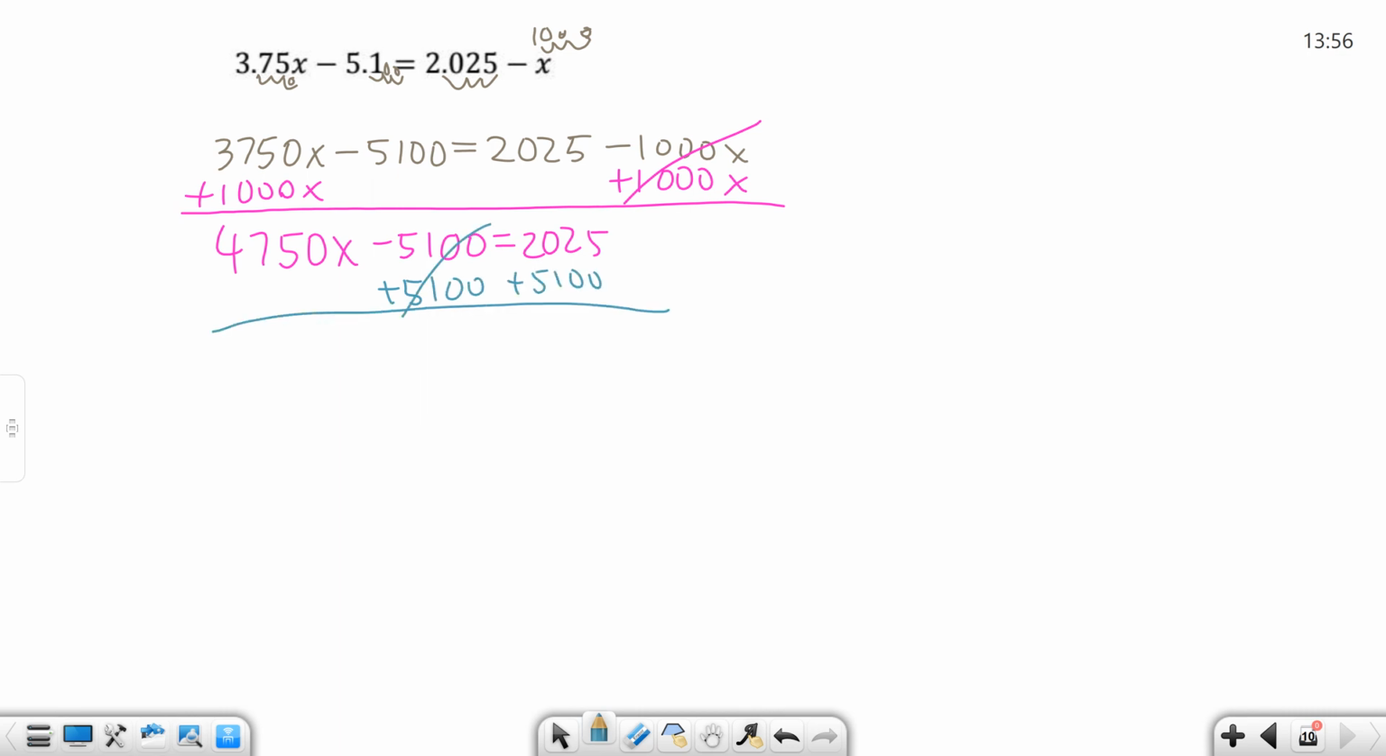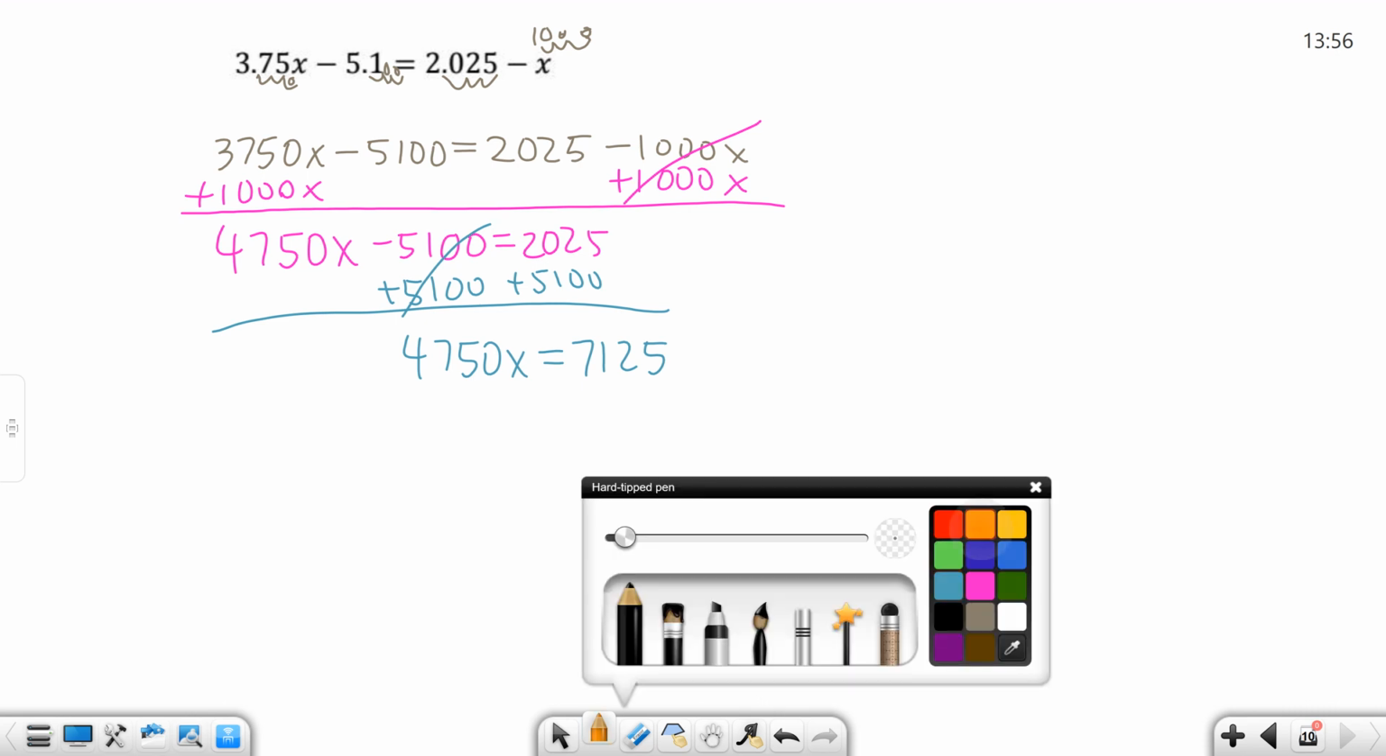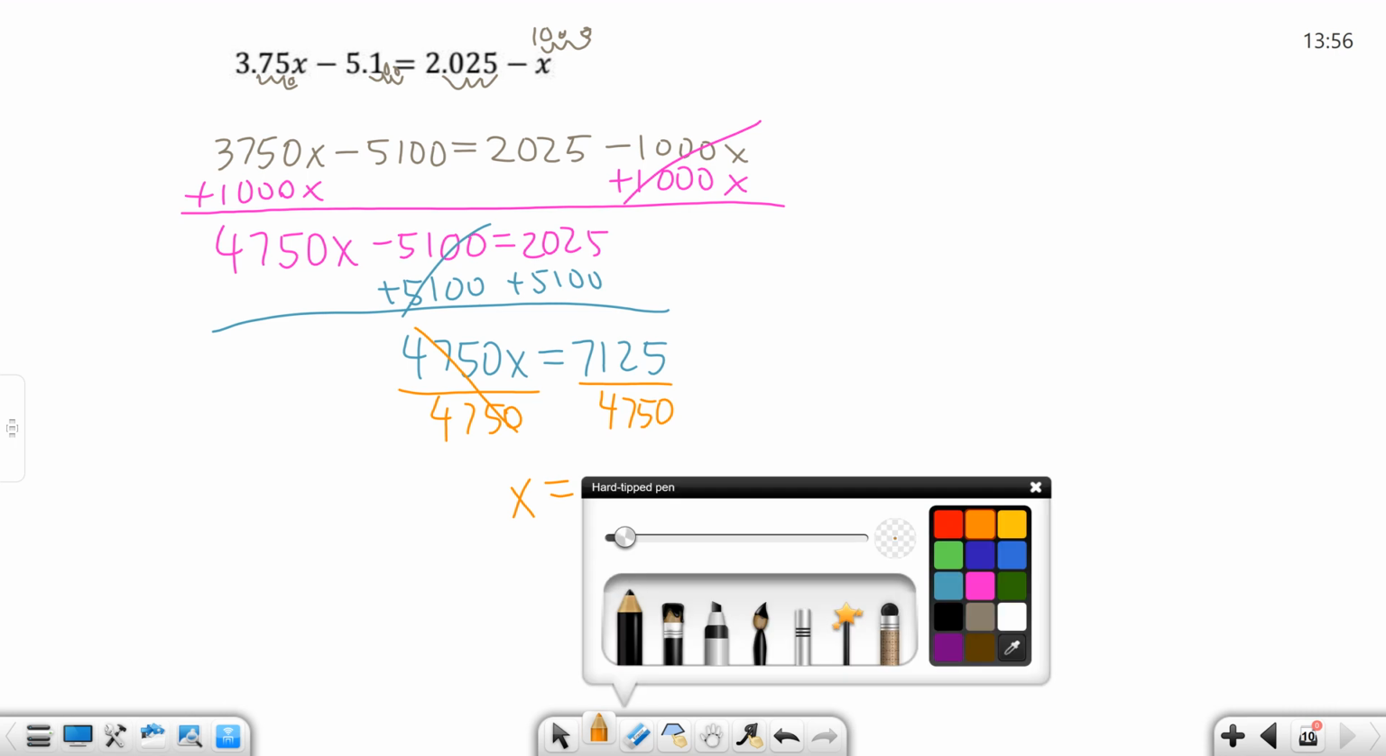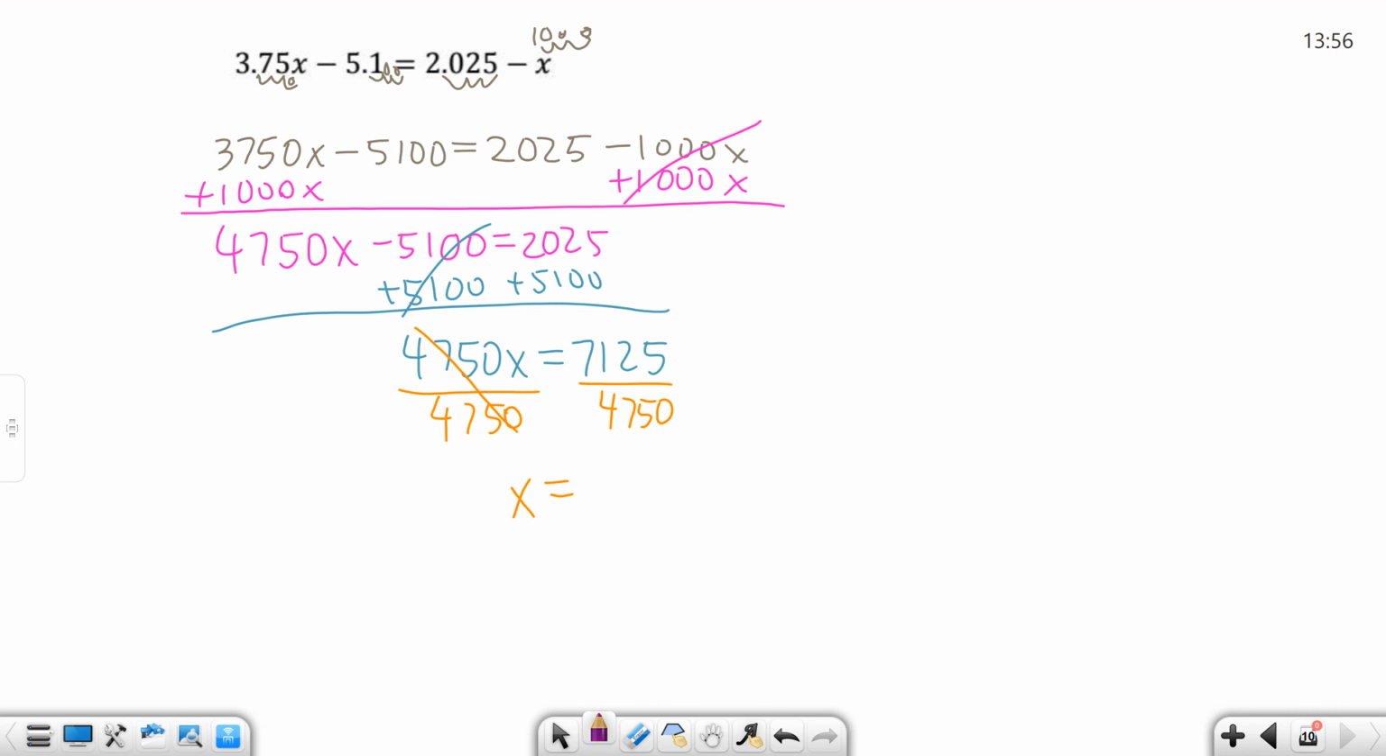And so 4750x equals 7,125. Is that what that is? And then I divide both sides by 4750. And x equals, and here, look, if you don't have a calculator handy, then you can either try to simplify that, or you can come out here to the side, since you're doing a decimal anyway, and say 7125 divided by 4750.